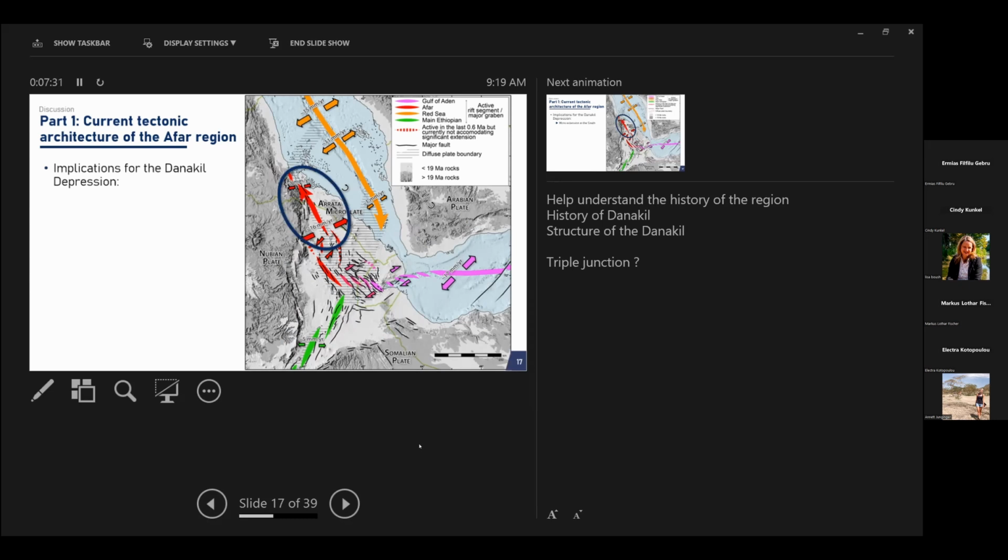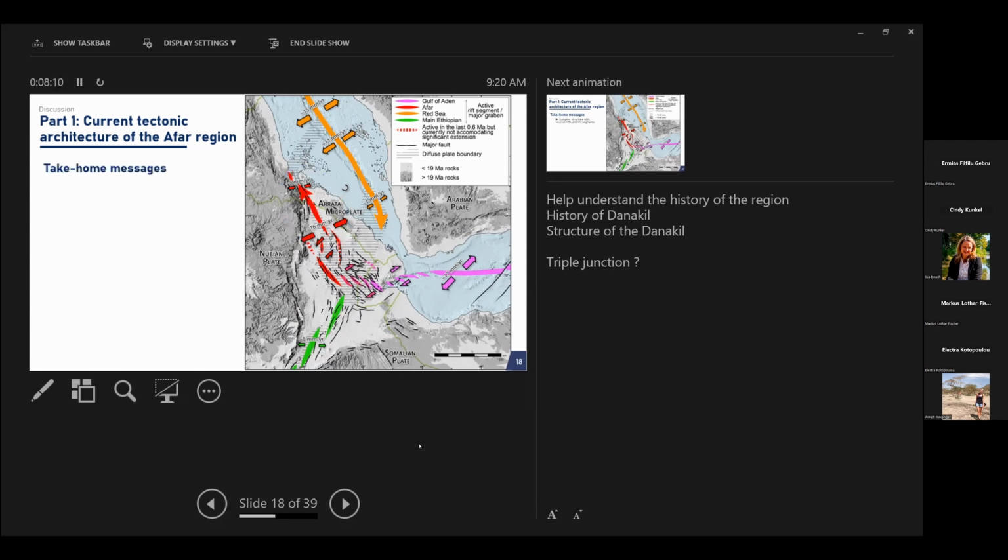And I now want to discuss what are the implications for the Danakil depression, in which we are more interested. First, it means that we have more extension in the south than in the north. The extension rate is also higher in the south than in the north, and the timing is also a bit different. The time at which you reach a certain amount of extension will be younger in the north than in the south.